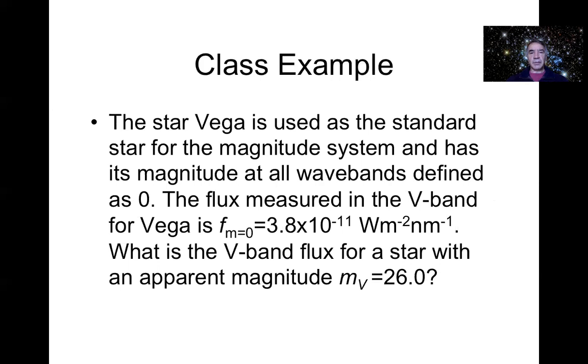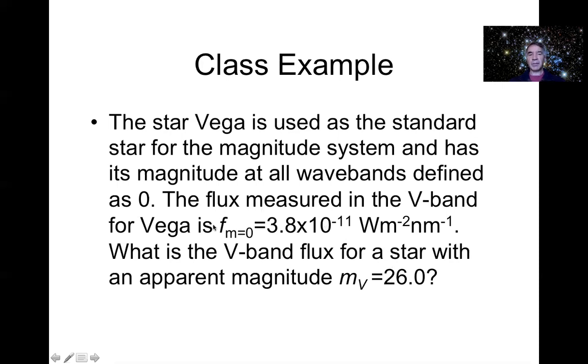As always, let's leave you with a task for next time. This little example relates to this idea of zero magnitude fluxes. I'm giving you here the zero magnitude flux in the V band as this number in watts per meter squared per nanometer. And I'm asking you to work out what you think the flux would be, keeping to the same units, watts per meter squared per nanometer, for a star with an apparent visual magnitude, mV, of plus 26. So, a very faint star. You know what direction this should go in, it should be a much lower number.